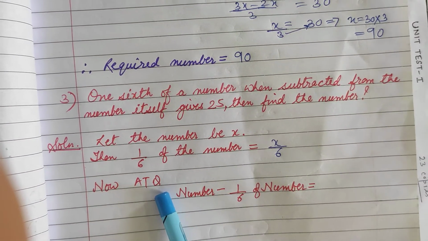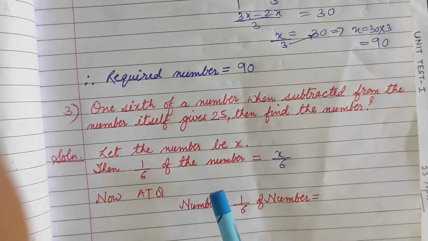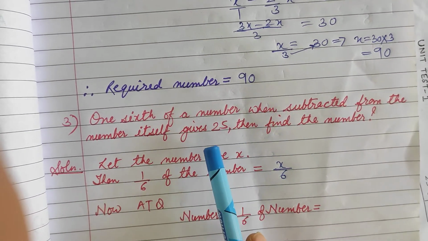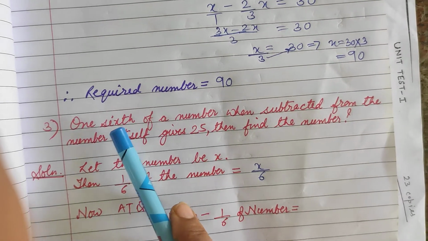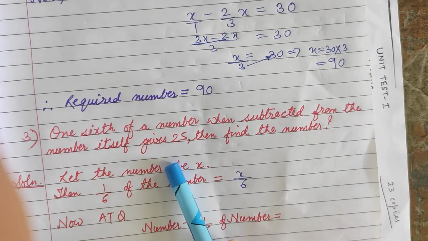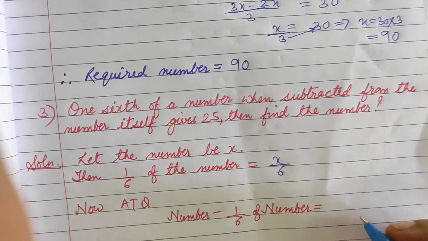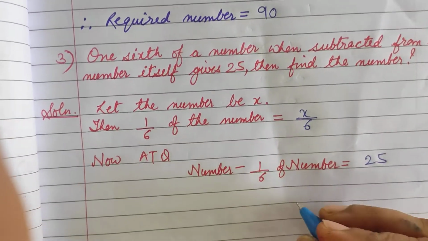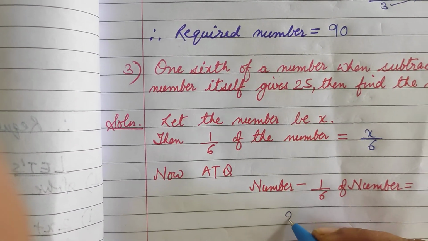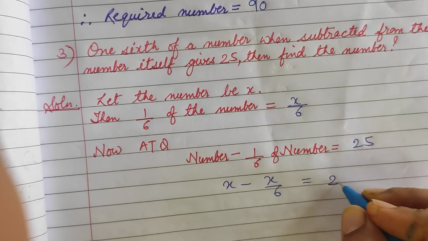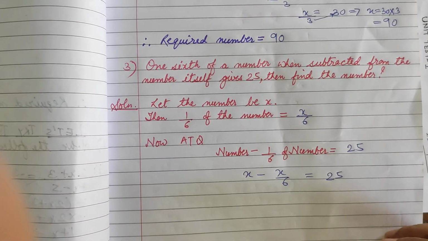Now according to the question, what is given? The number and 1/6 of the number. The difference between the two is 25. It is given that 1/6 of the number is subtracted from the number. So we are subtracting 1/6 of the number from the number, and what we will be getting? 25. Now you have to do it yourself. This is x and this is minus x by 6 is equal to 25. Take out the LCM and solve it.